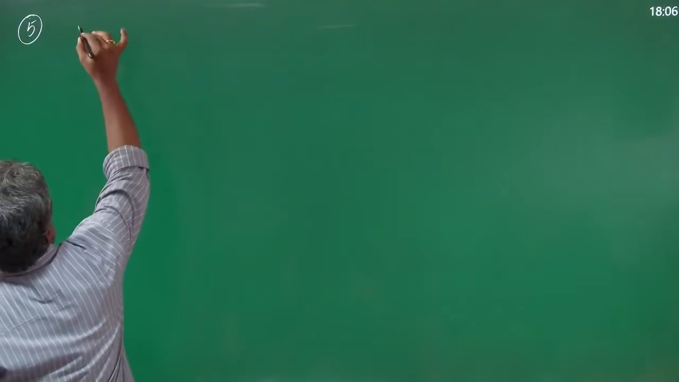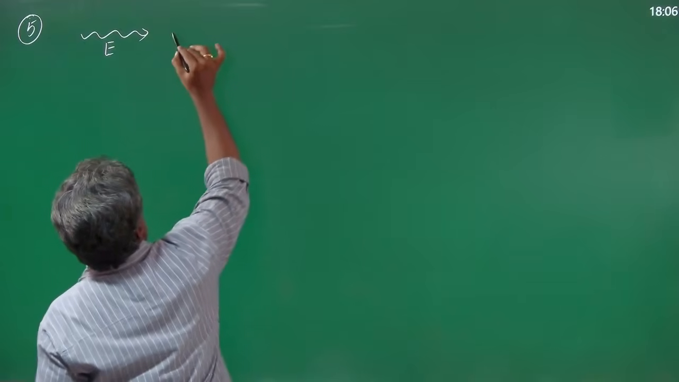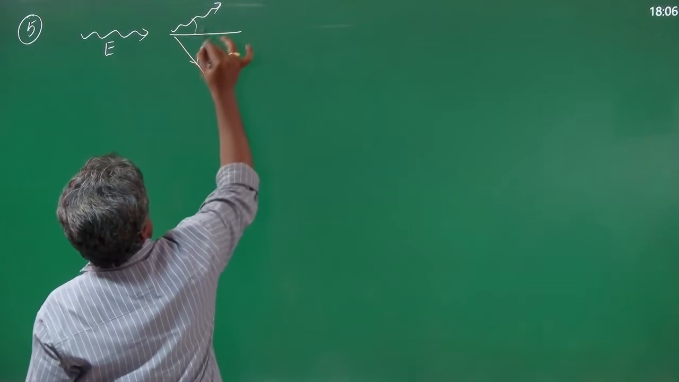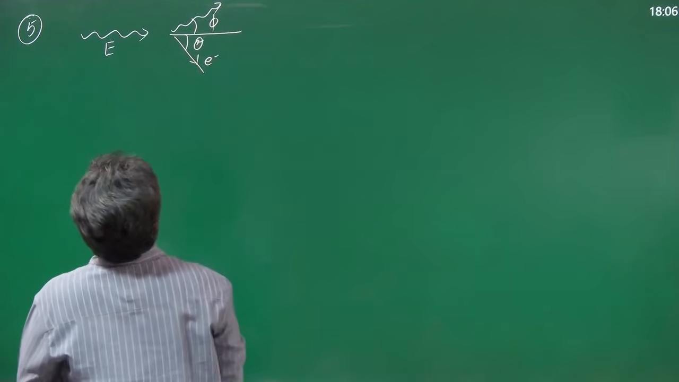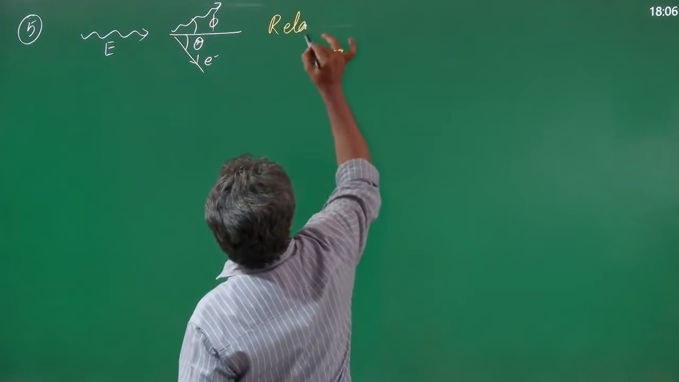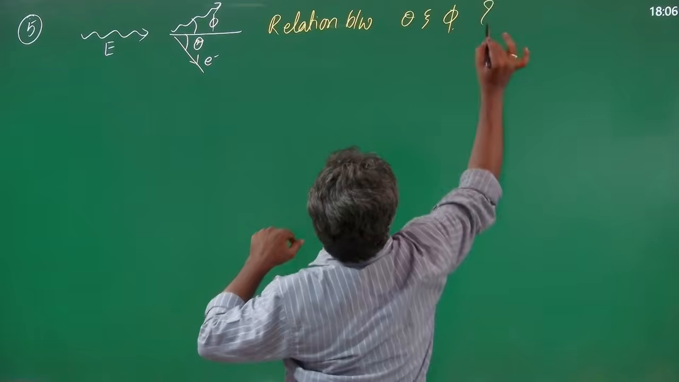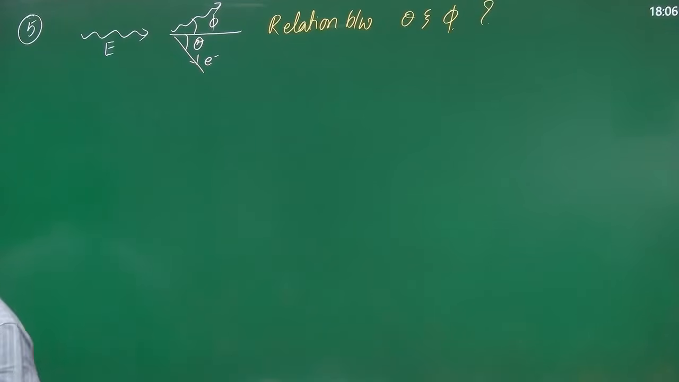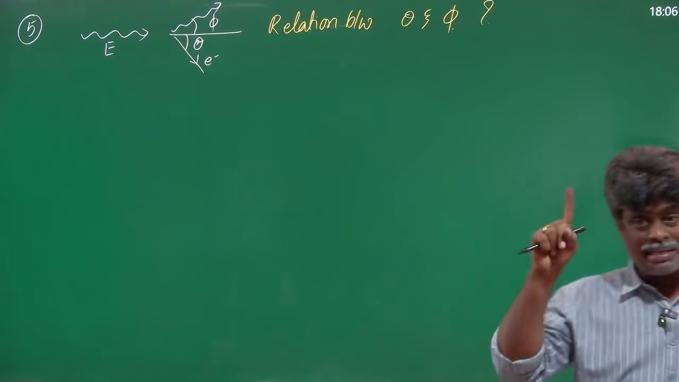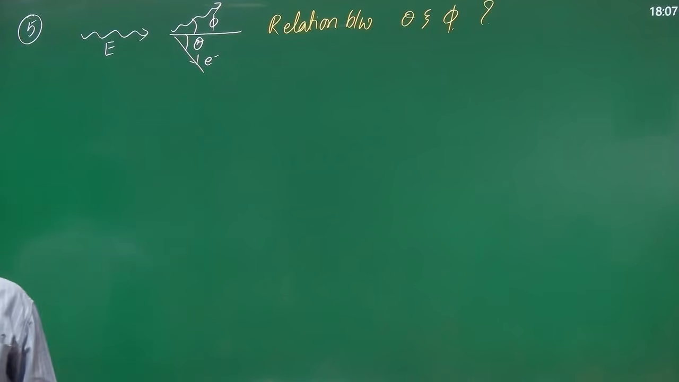Next, the fifth one. So here we have the incident photon, and this is the scattered photon, and this is the electron, and the scattering angle phi, and this is the recoil angle theta. Now the beautiful relation, we are going to get the relation between theta and phi. What is the maximum possible value for theta? Theta is the recoil angle of electron. What is the maximum possible recoiling angle theta?